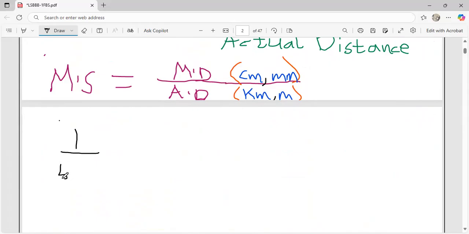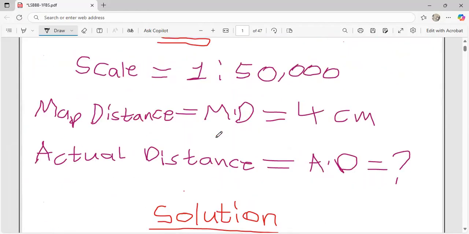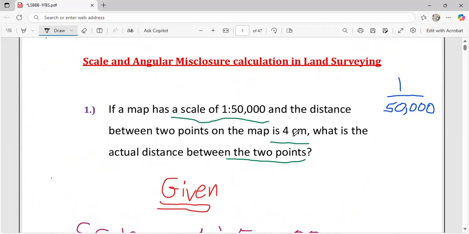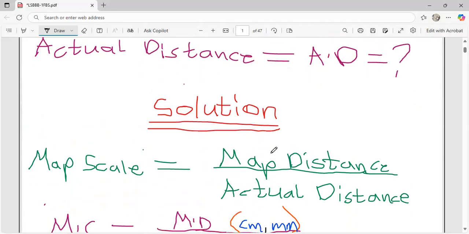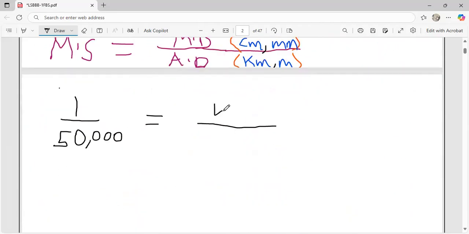So we put that over here. 1 is to 50,000, all is equal to the value that was given to us, which was in centimeters. So it should even tell us that that is the map distance. Okay, and that was just 4 centimeters, as we can all see from here. So let me quickly put that down. 4 centimeters.